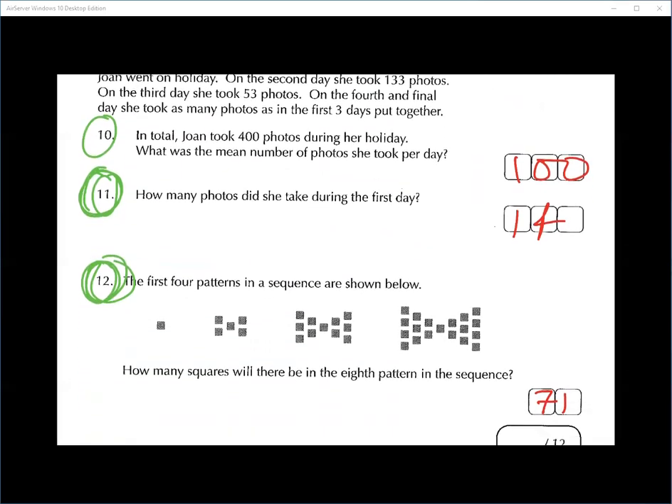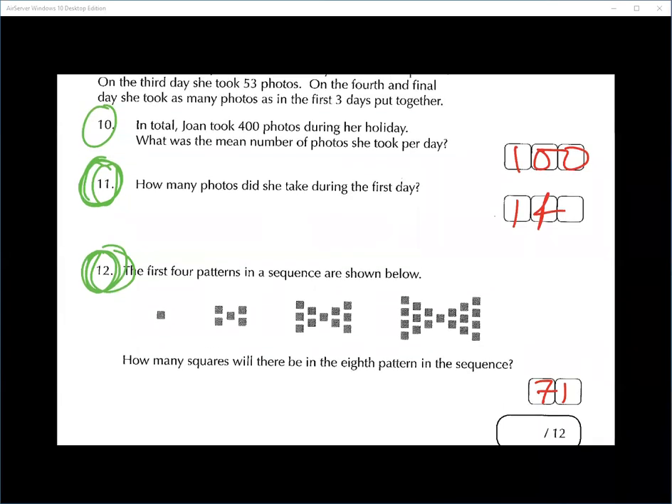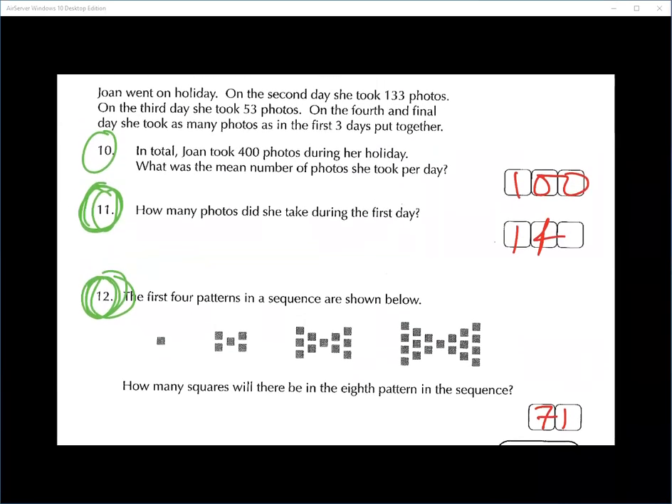Yeah. Okay, question number 10, 11, and 12. So number 10, let's have the person who got number 10 wrong. Okay. Talha, young man, go. Start from here.